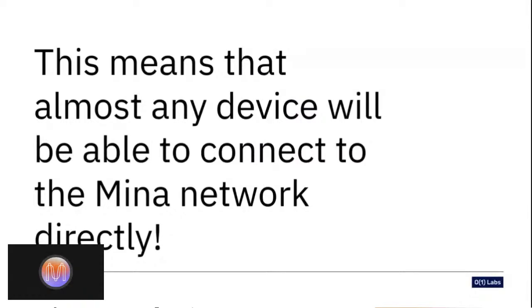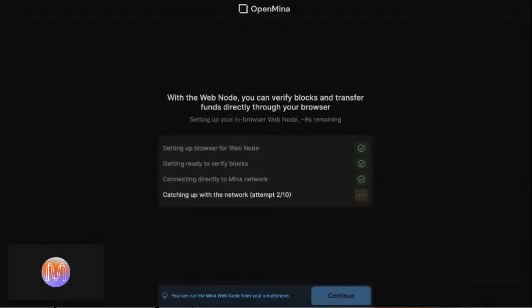We have another team in the ecosystem called Viable Systems, and they're building something called Open Mina right now. In fact, there's a demo of it that you can find in the QR code at the end of this presentation. It's a full Mina node that runs in the browser. So you can see it setting up the browser web node, getting ready to verify blocks, connecting directly to the Mina network, and then catching up to the network.